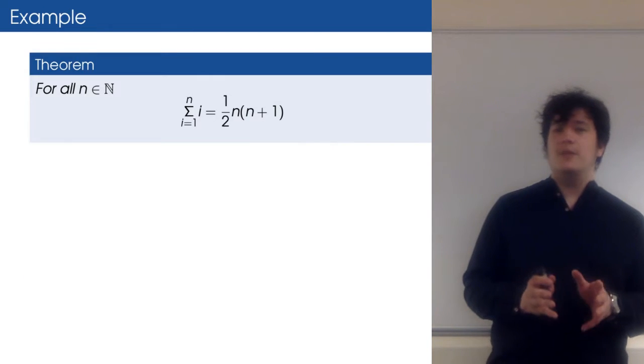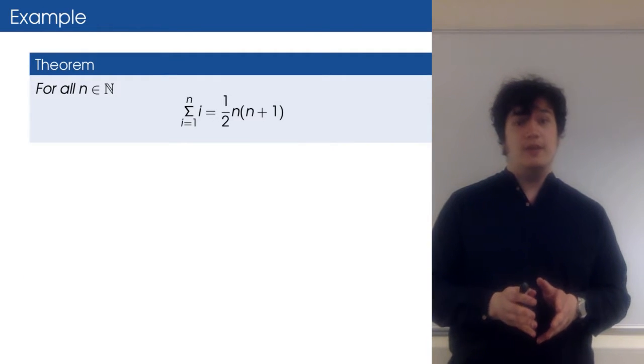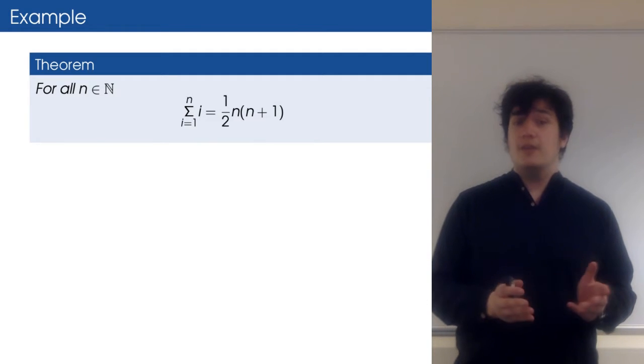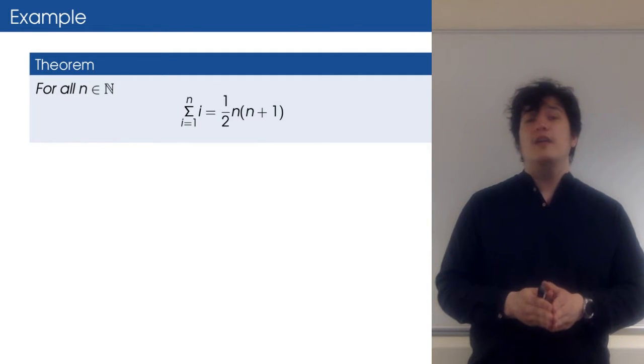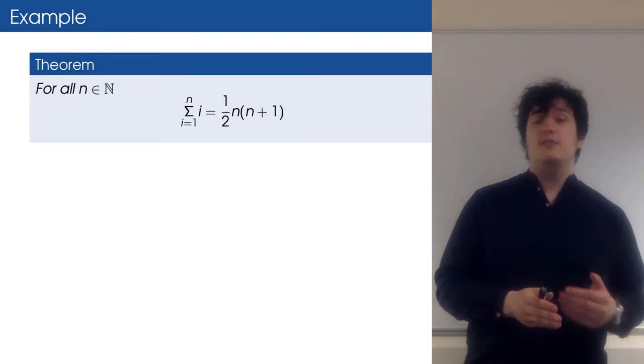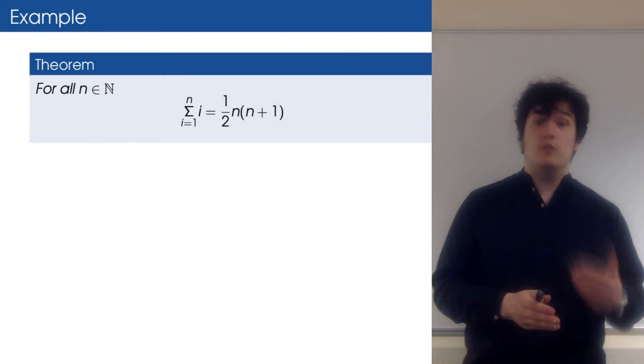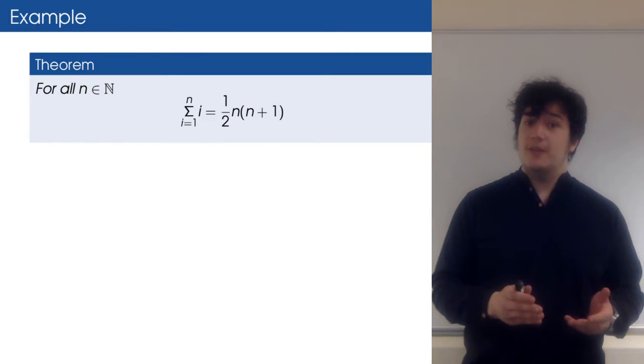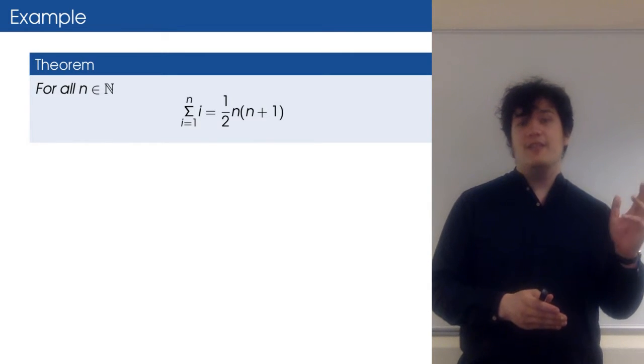So let's look at an example of a theorem that you can prove by proof by induction. This is a prime candidate for proof by induction. Here we have the sum from i equals 1 to n of i is equal to a half times n times n plus 1. As I mentioned before, this is a prime candidate because the n is right there for us to look at.